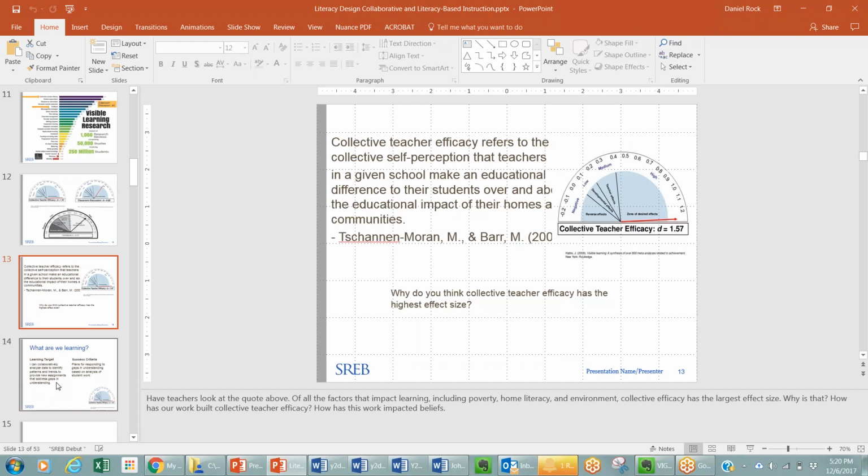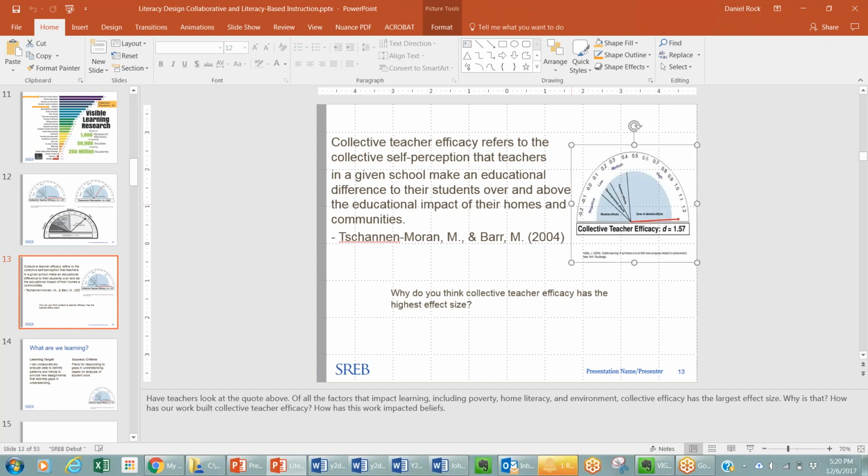Then I would give this quote, which is basically teachers having a collective self-perception that in a given school, a school can make an educational difference in their students over and above the educational impact of their home life. All of you, I know, have this view that teachers and school have a bigger impact on students than just the challenges of their life.